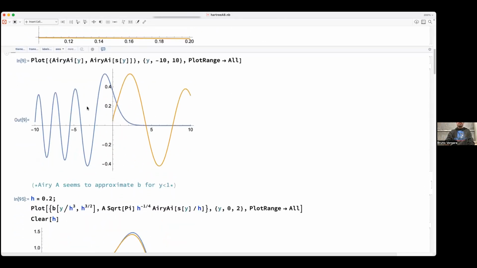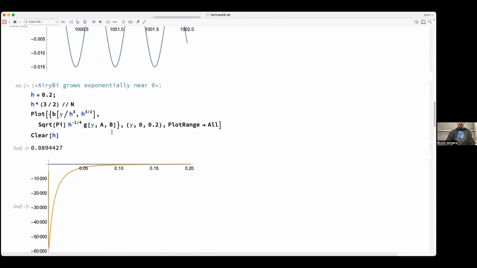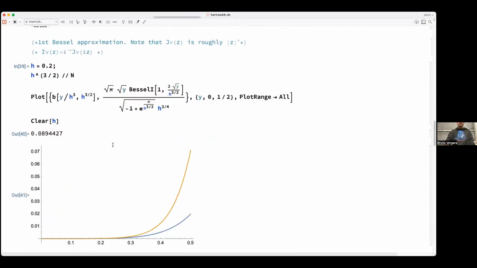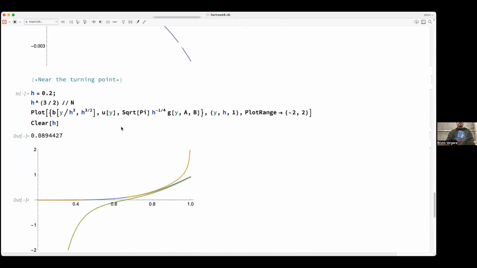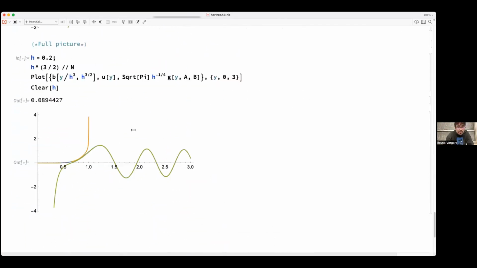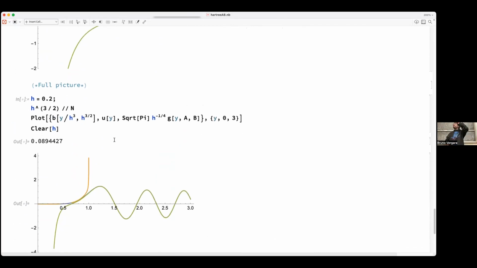Let's try to see what happens near the turning point. I suspect that what's going on is what Adam said, that you need a complex combination with an I. This is what I'm suspecting is going to happen, because this would be consistent with my picture now that I think about it. So this is the full picture now.